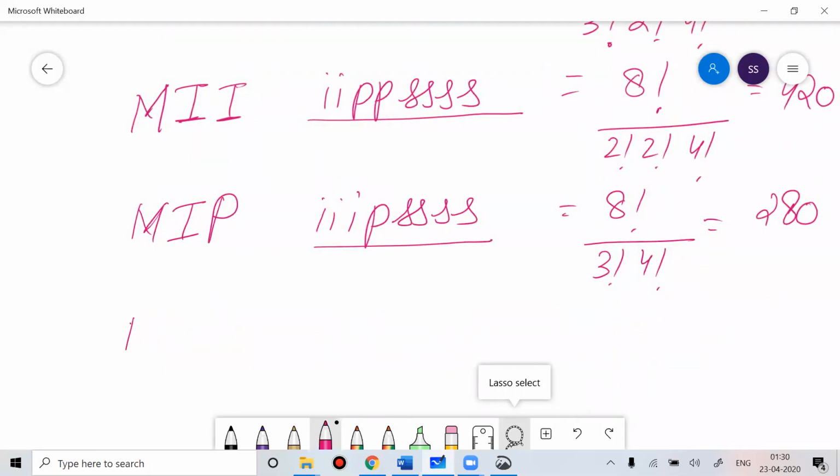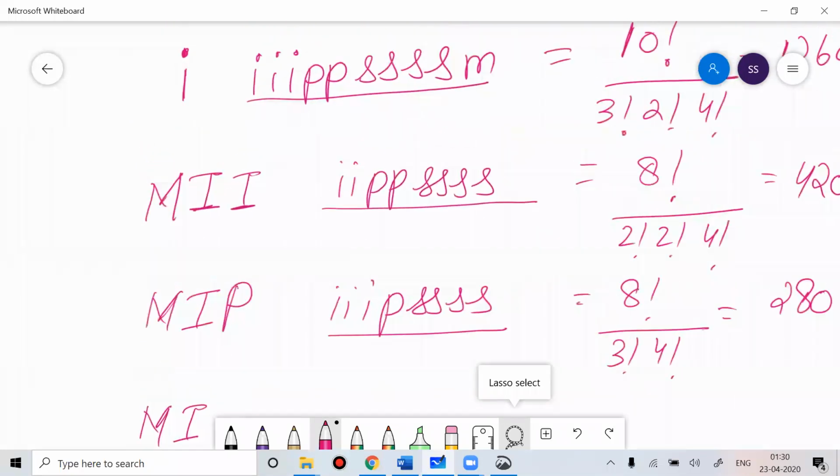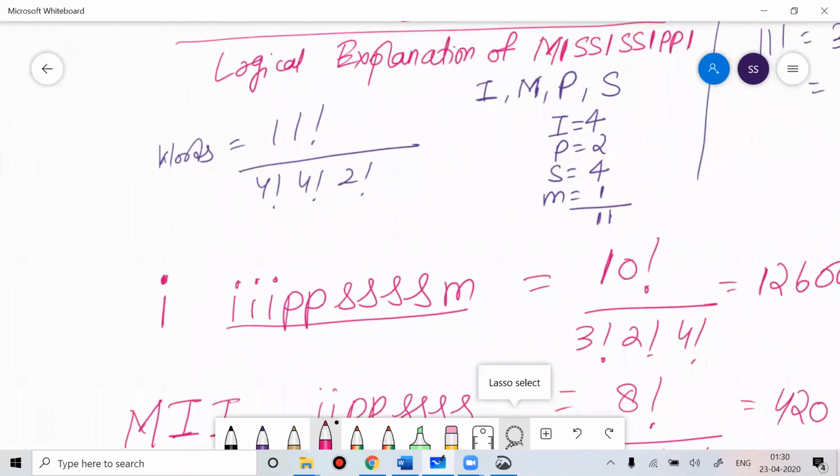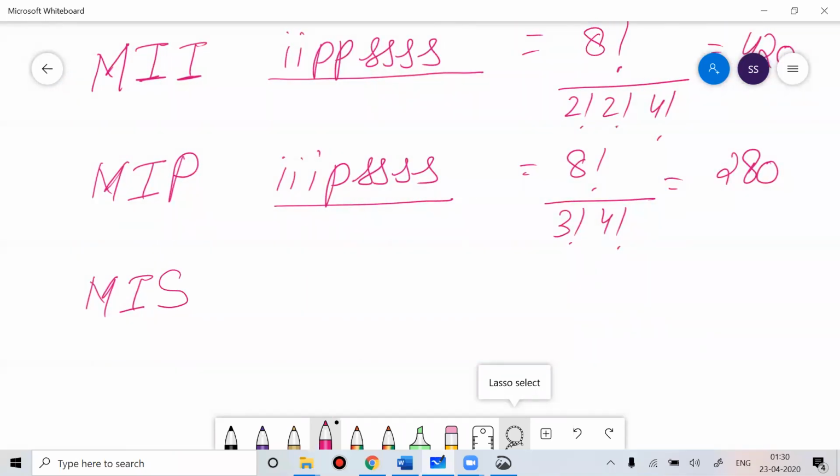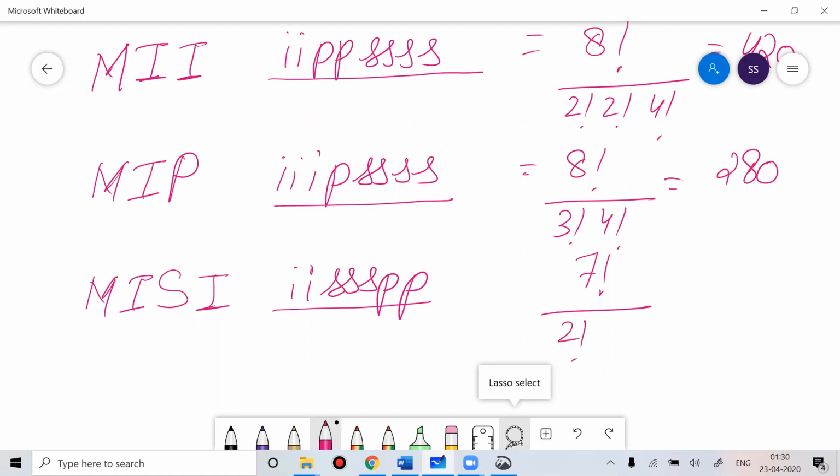Then after MIP, what will come? S will come. You also want S, yes. Then after MIS, what letter will come? I. But you want MISS, okay. So now how many words can you make? 2 I, 3 S, 2 P. So 1, 2, 3, 4, 5, 6, 7. So 7 factorial divided by 2 factorial, 3 factorial, 2 factorial.